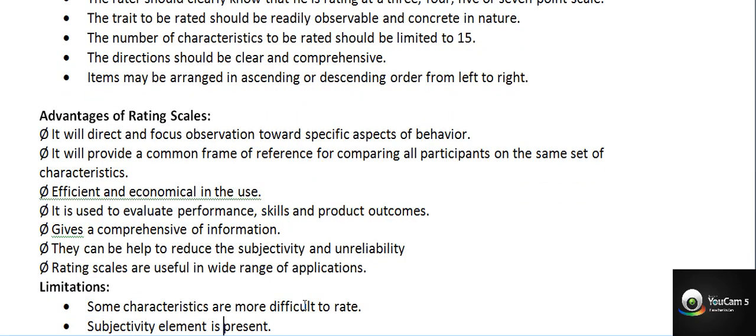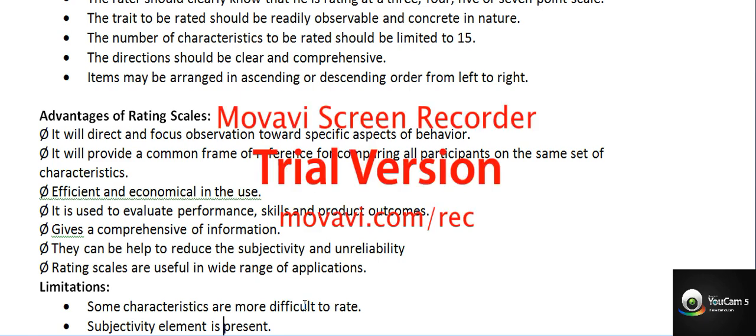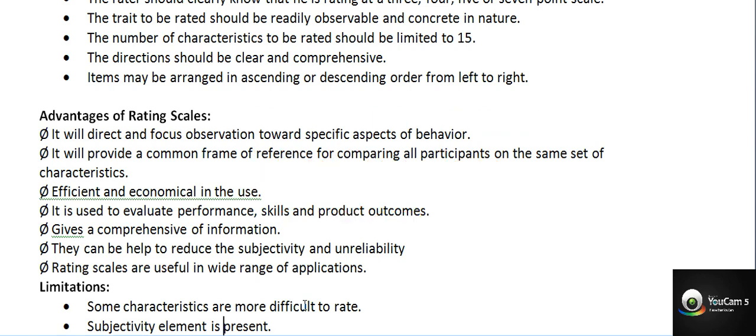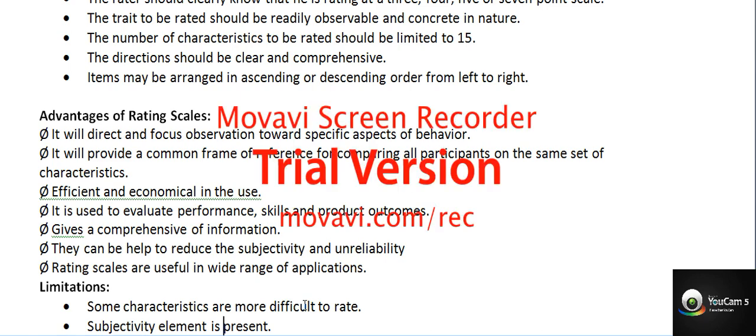Next, advantages of rating scale. Of course, it is used for focused observation of very specific behaviors. If you want to study attitudes and behaviors, you can go for rating scales. It provides a common frame of reference for comparing all participants, so comparison is very easy when you use a checklist or a rating scale. It is efficient and economical in use. It is used to evaluate performance, skills and product outcomes, just like a checklist. It gives comprehensive, very clear information about one character or one product.